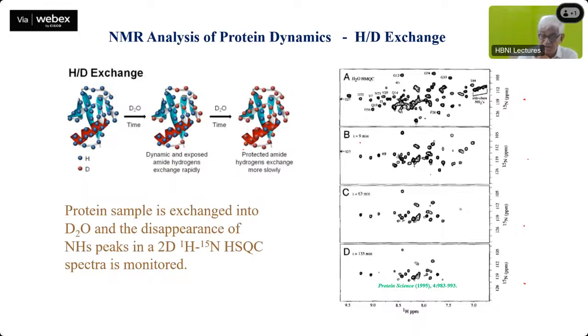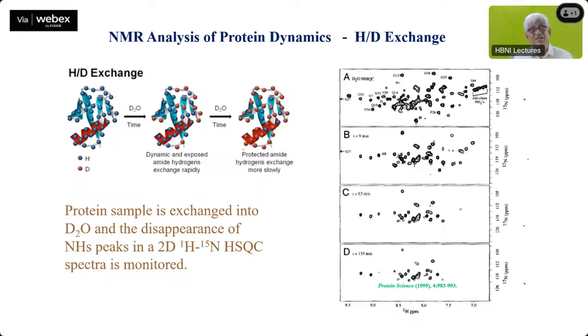Now you wait for 9 minutes. You give here a time of 9 minutes. So many peaks have disappeared because these ones have exchanged with D2O. So they become deuterium instead of proton. You will not see those. Go to 63 minutes, more have gone. And you go to 133 minutes.